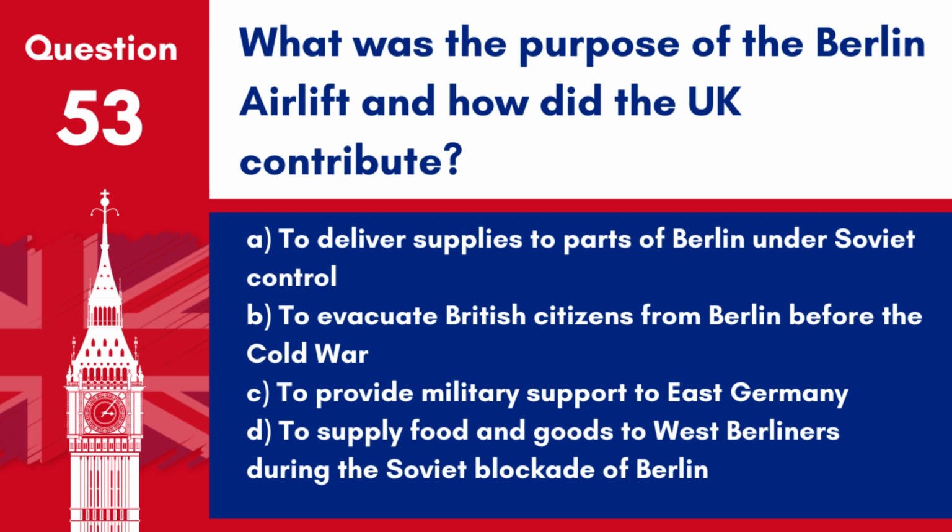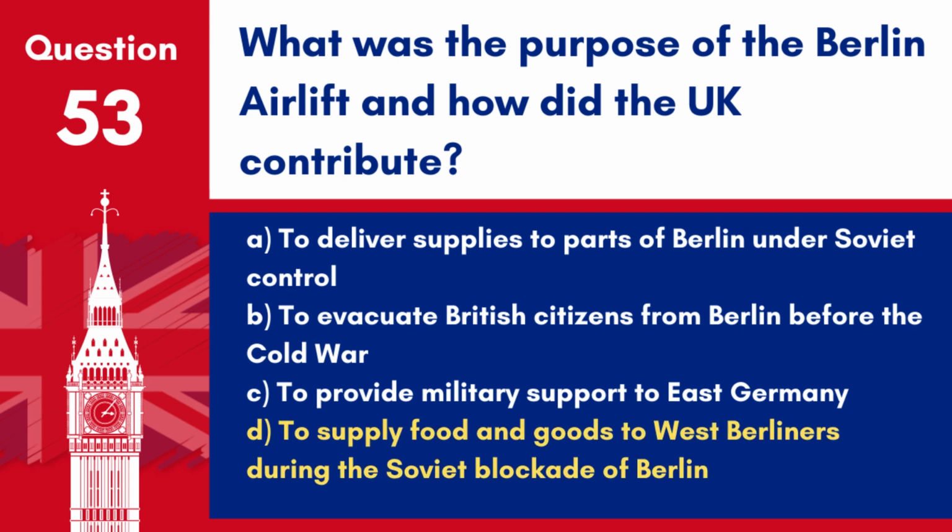Question 53. What was the purpose of the Berlin airlift and how did the UK contribute? A. To deliver supplies to parts of Berlin under Soviet control. B. To evacuate British citizens from Berlin before the Cold War. C. To provide military support to East Germany. D. To supply food and goods to West Berliners during the Soviet blockade of Berlin.